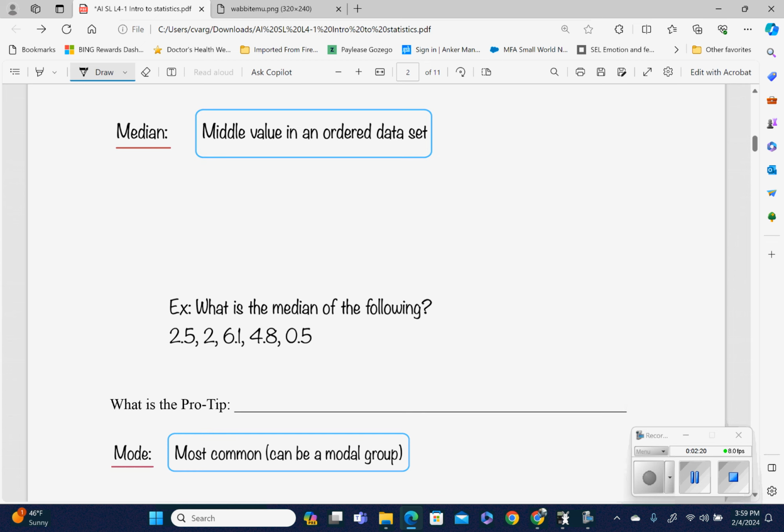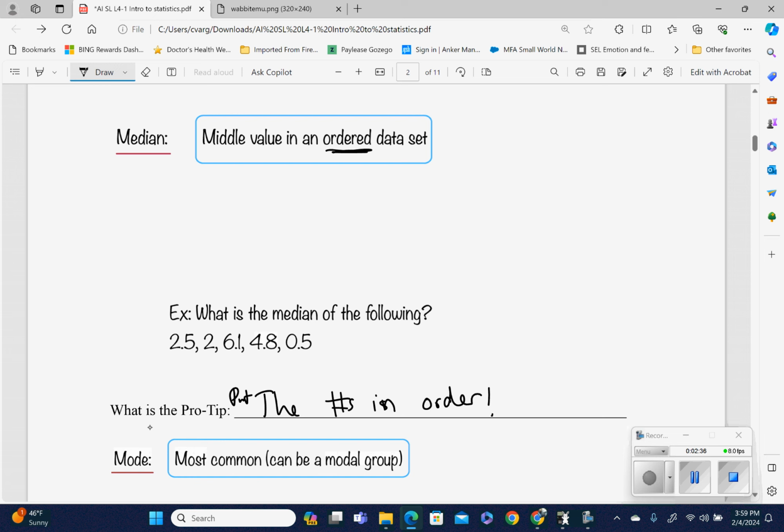So median. Key thing to remember in a median is what the pro tip is. You have to put the numbers in order. So put the numbers in order. Okay. That's the pro tip. So what do I mean by that, right? Here in the set of data, we have 0.5 first. So that is the smallest number.